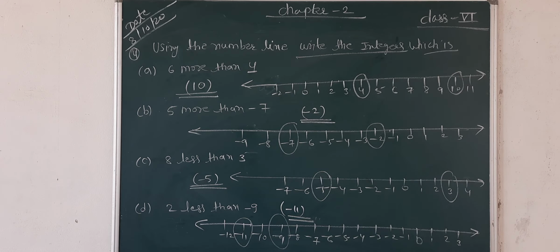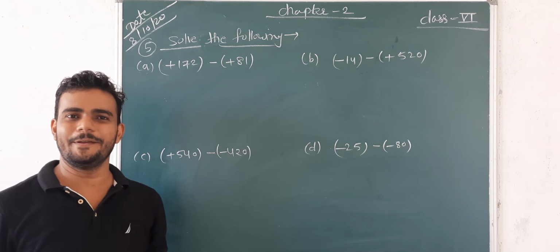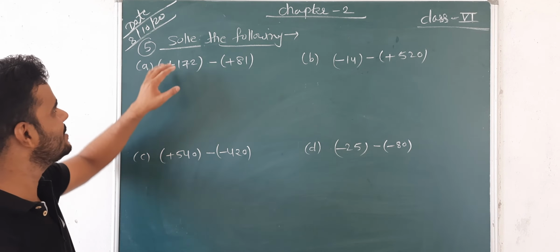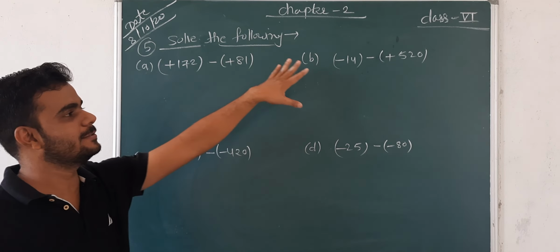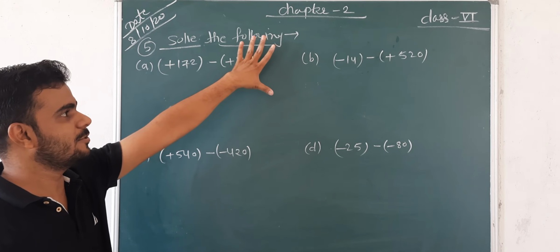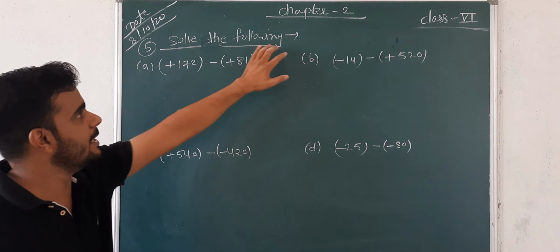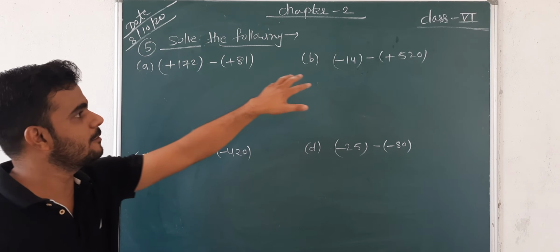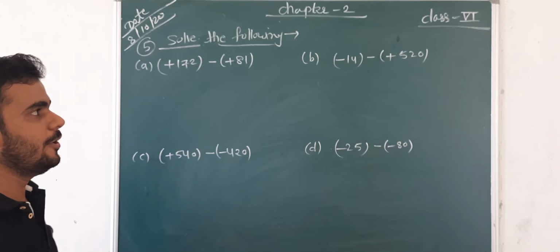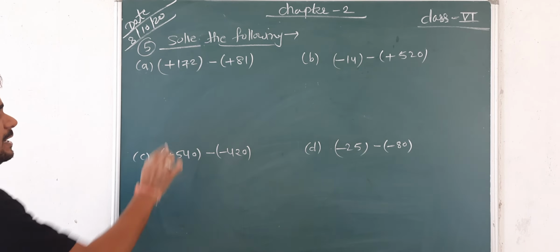So next, today's last question. I think you are feeling bored. So today's last question, fifth one. Okay, so time taken too much. Next we will complete it in the next class. Okay. So solve the following integers. It means you are given the integers, you have to solve. Just take care about the symbol.